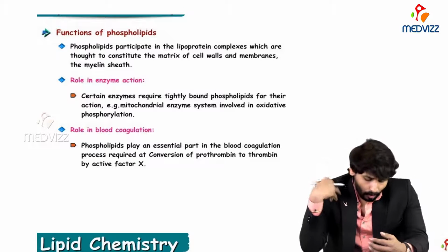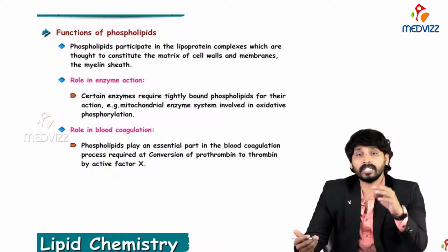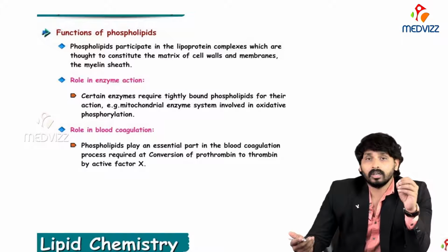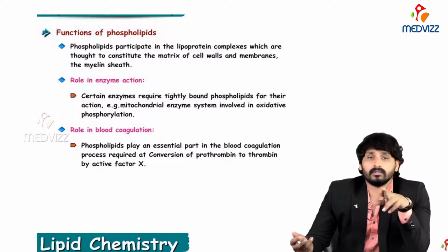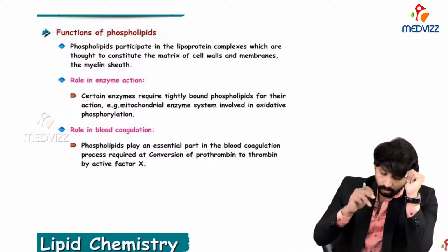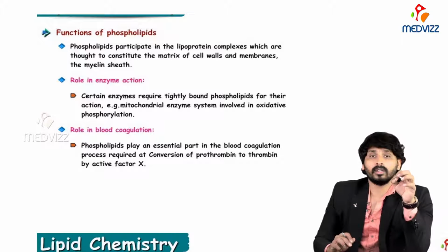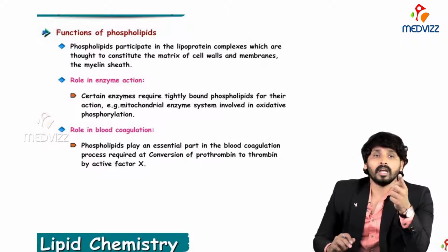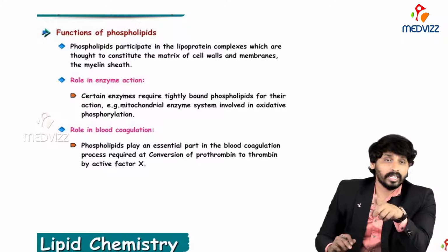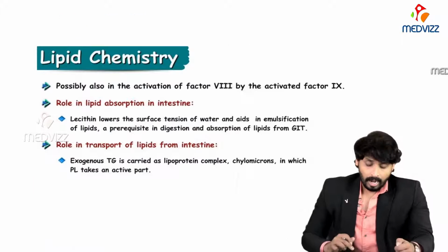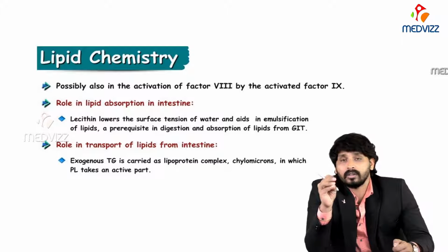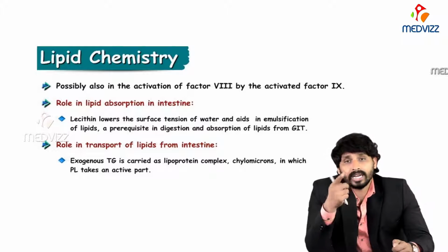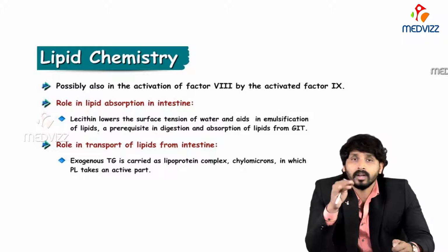The third point is the role in blood coagulation. Phospholipids play a major role in blood coagulation, that means conversion of prothrombin to thrombin by active factor 10, that is known as Stuart-Prower factor. Phospholipid is required for this conversion. Active factor 10 is also activating factor 8 and also activating factor 9. So phospholipids are required for activation of prothrombin to thrombin, and also for activating the 10th factor, 8th factor and 9th factor.